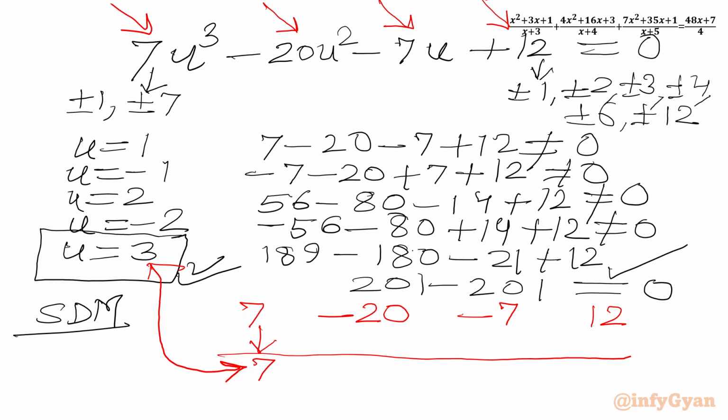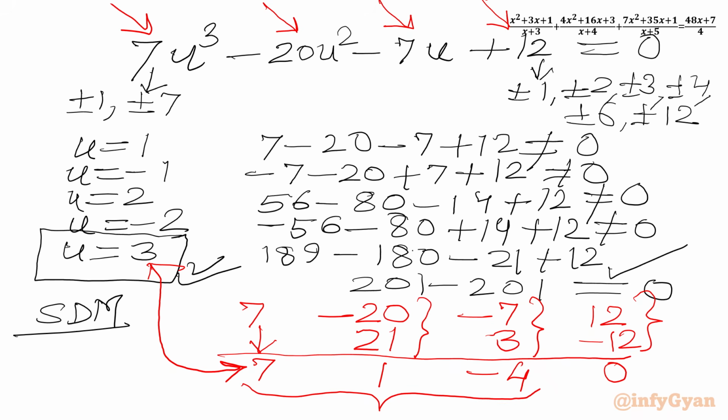Now we have to multiply our base solution with leading coefficient 7. So 3 times 7 is 21. We will write over here. We need to add these two numbers. So we will get plus 1 over here. Again 3 times 1 is 3. We will write here. We will add these two numbers. We will get minus 4. 3 times minus 4 is minus 12. We are going to get addition 0.